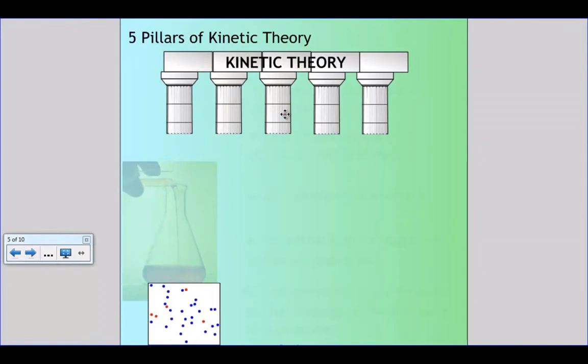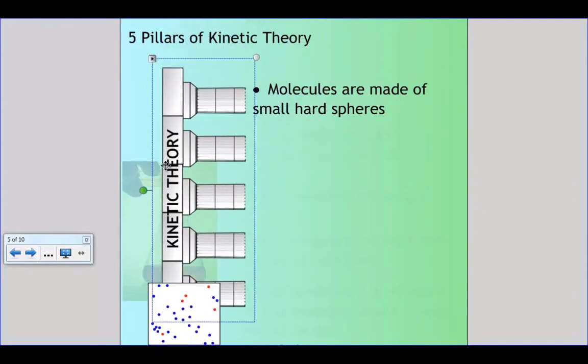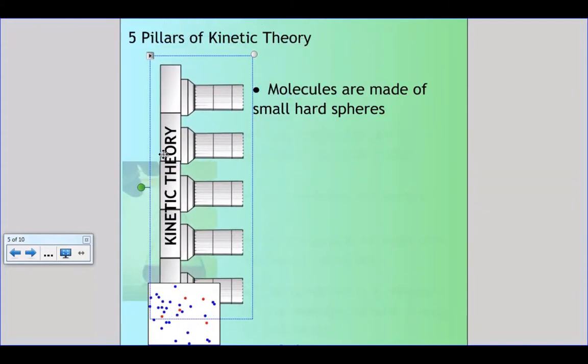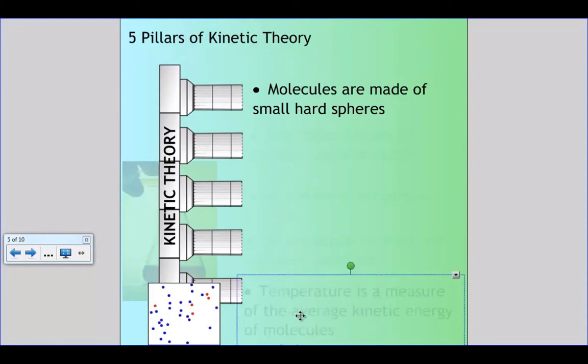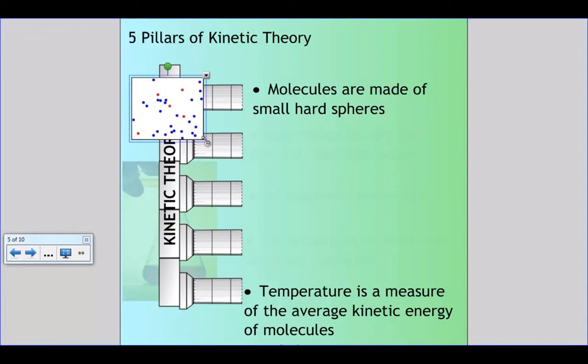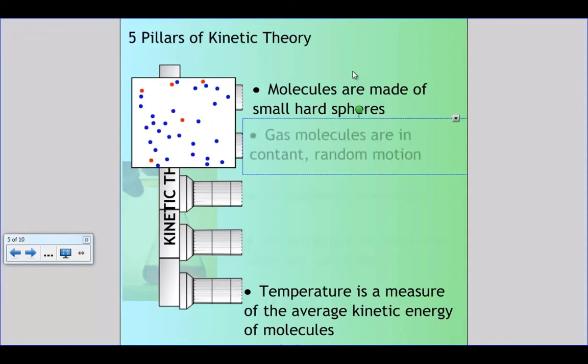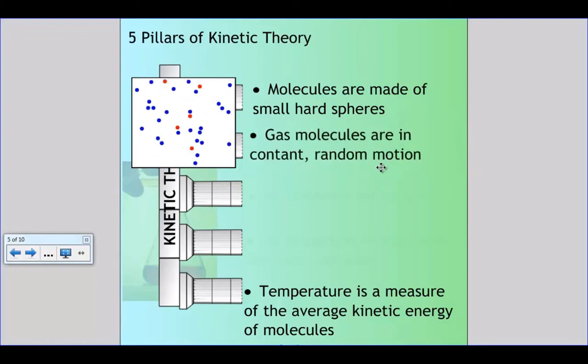Whenever we're looking at the kinetic theory, we have these pillars on which it stands. It's not always the case, but in a perfect world, this is what we take our kinetic theory from. First, all molecules are made up of small, hard spheres. Think of a bunch of billiard balls rolling around at one another. Another is that gas molecules are always in constant random motion.